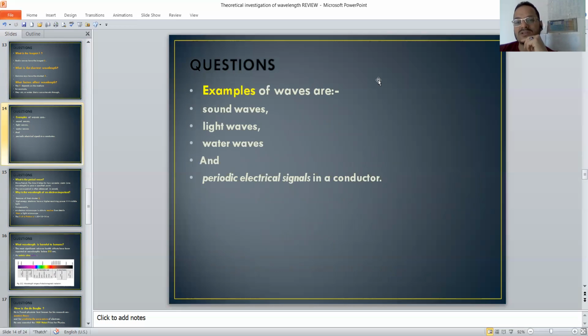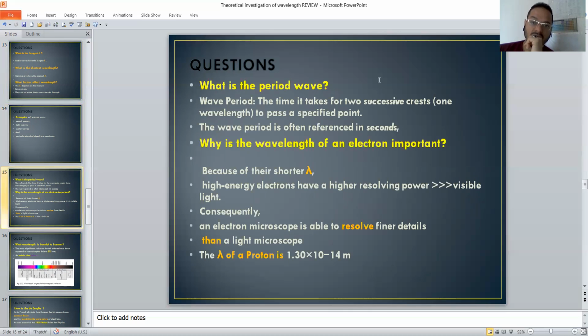Let's take examples of waves. We have many kinds of waves like sound, light, or water waves. The last one is the periodic electrical signal in a conductor. What is the wave period? Now we know what the wavelength, its equation, and the frequency mean. Now let's talk about the wave period.